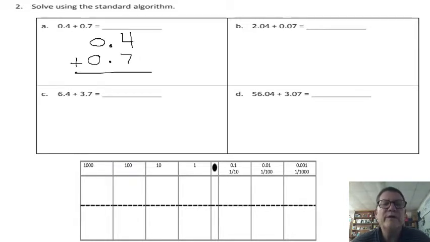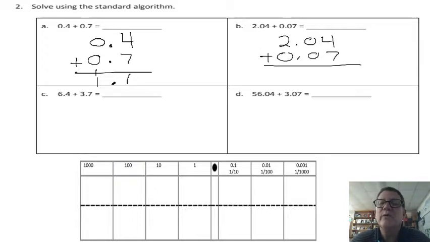4 plus 7 is 11. Just want to carry our 1, and we ended up with 1.1, or 1 and 1/10. In B, we have 2.04, or 2 and 4/100, plus 0.07, which is 7/100. 4 plus 7 is 11, carry our 1, end up with 1, and our decimal point and 2, so 2 and 11/100.